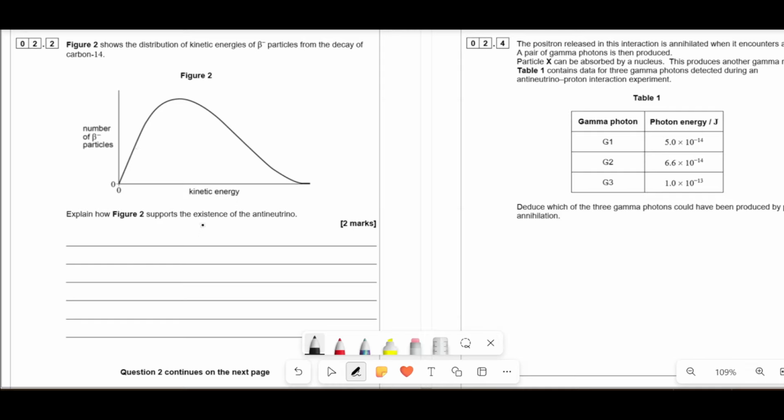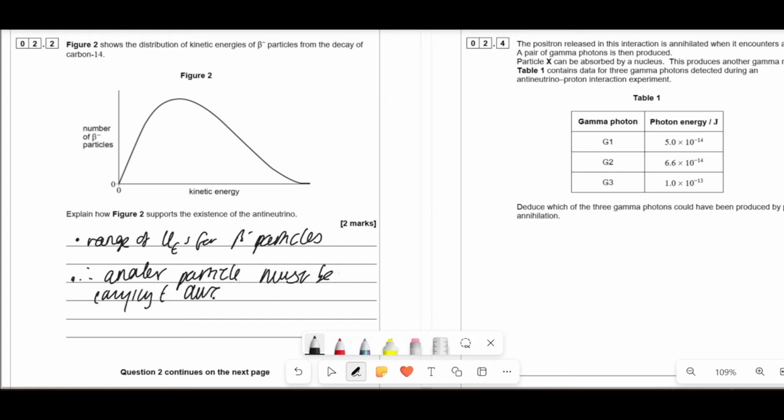So what's happening here is, it's got to be something else taking it away. So we have a range of kinetic energies for beta minus particles. Therefore, another particle must be carrying energy away. Why? Because the amount of energy released during the decay is fixed or constant. Otherwise, it wouldn't make sense.